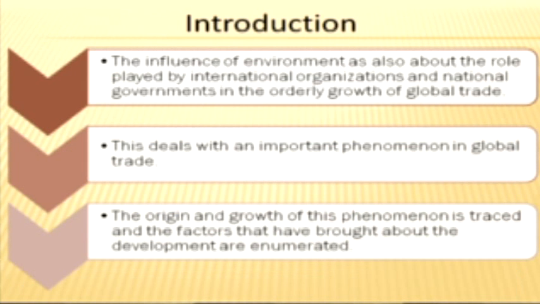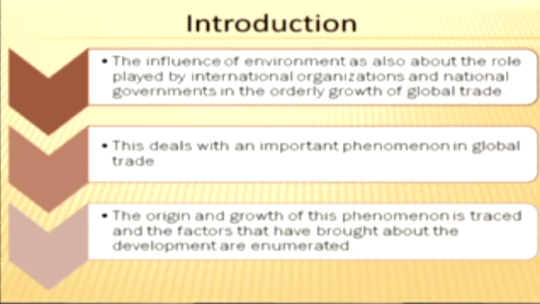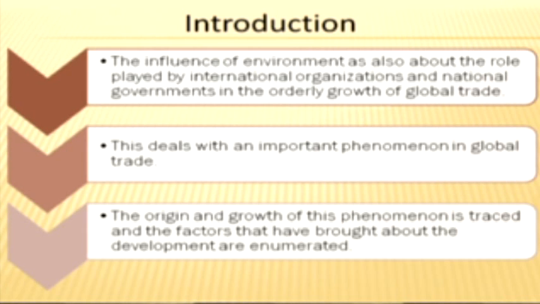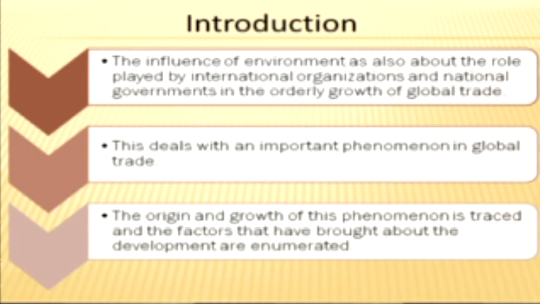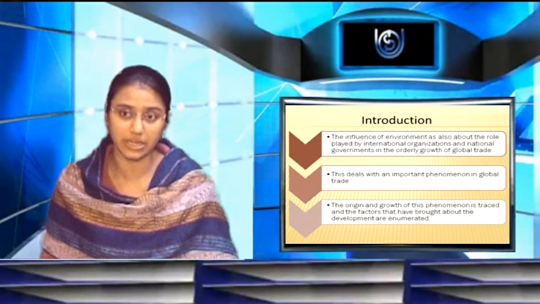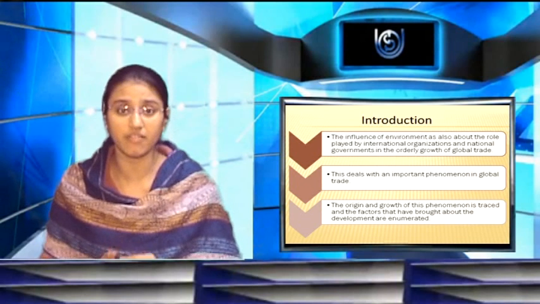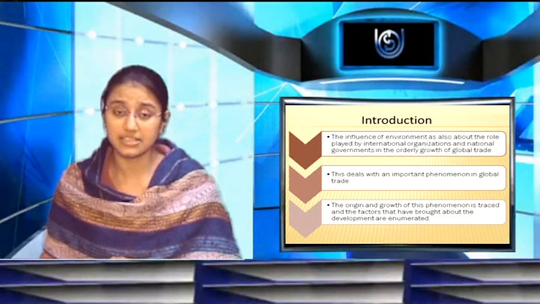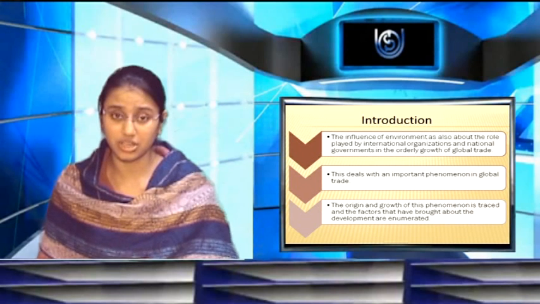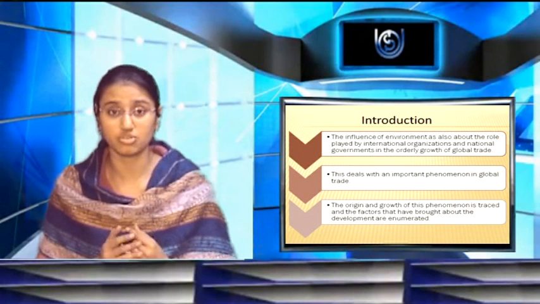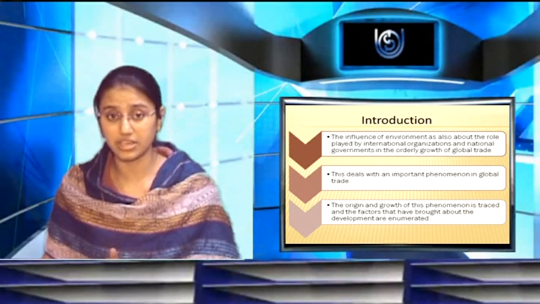strategy. In this session we will understand regional practices in different countries, the influence of the environment, and the role played by international organizations and national governments in the orderly growth of global trade. Global trade practices depend a lot on what the international organizations are like and what the government of that particular nation is like, that is, what kinds of environment are created at the national level and what organizations have to face. So these are the main considerations of international trade.